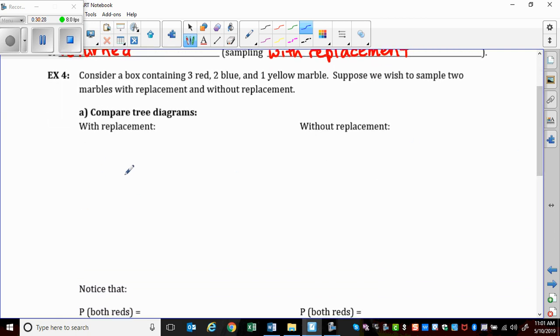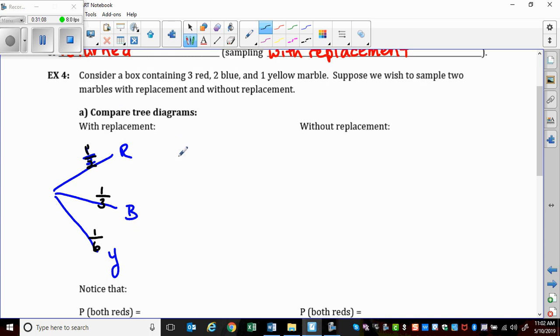Well, I'm going to try this one for you. So we're going to have 3 branches: 3 red, 2 blue, and 1 yellow marble. We got to add those up, so it's 6. So the probability of red, blue, and yellow: 3 over 6 is 1/2, 2 over 6 is 1/3, and 1 over 6 is 1 over 6.